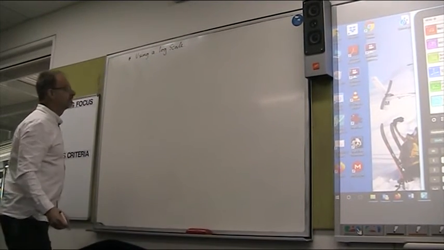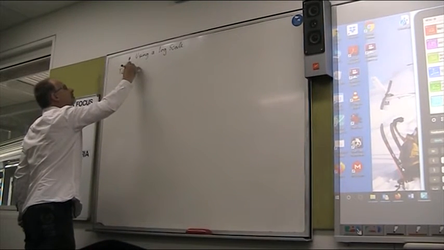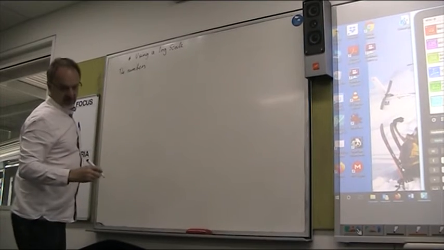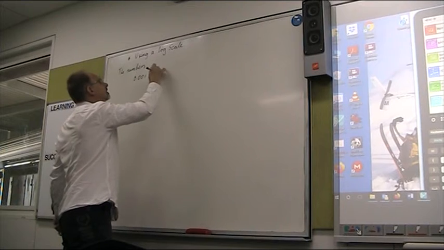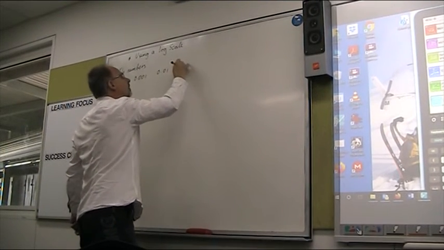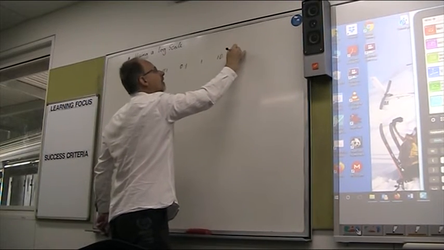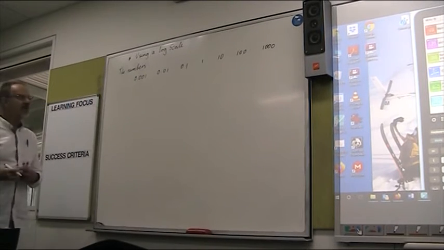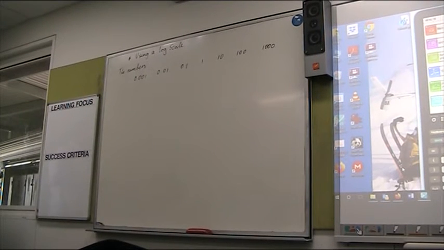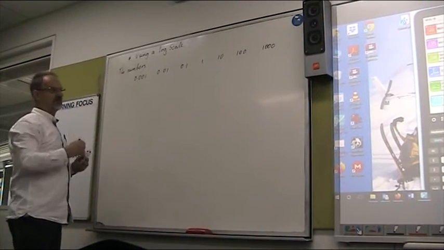So for example, check out these numbers. So the numbers 0.001, 0.01, 0.1, 1, 10, 100, 1,000. So they're all numbers that all have something in common. And what they have in common is that they're powers of 10.